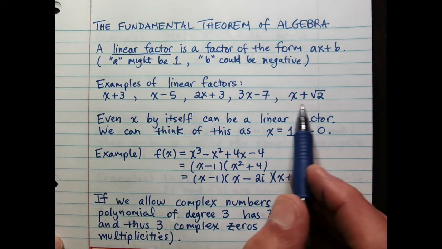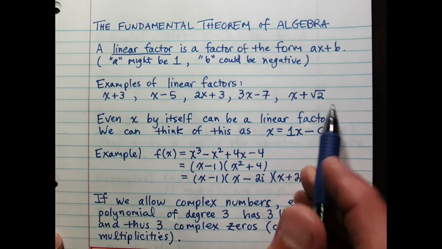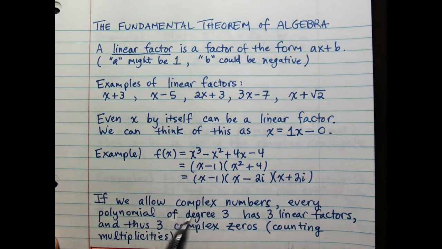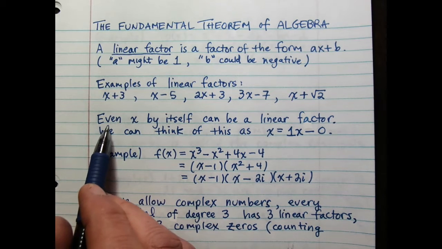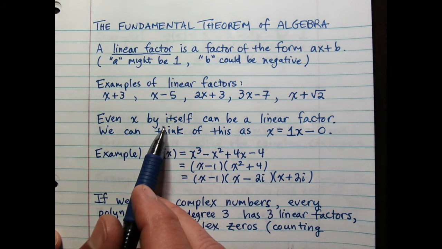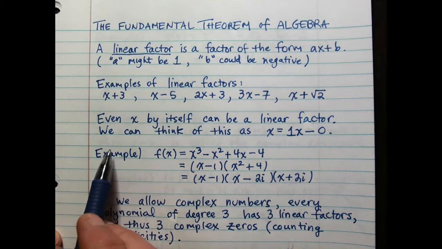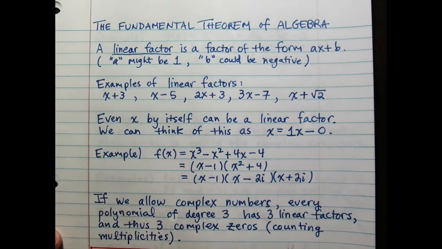x plus the square root of 2 is a linear factor, so you could have square roots or other kinds of numbers. They don't have to be integers. I note here too that even x by itself can be a linear factor. We can think of this x as 1x minus 0.